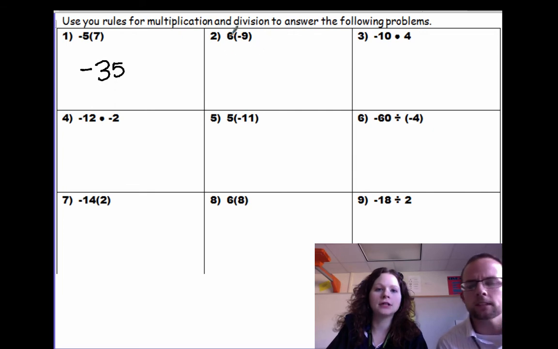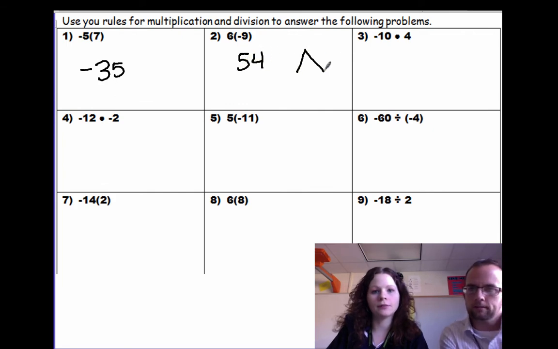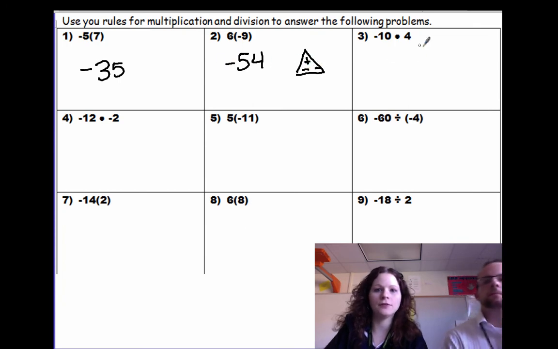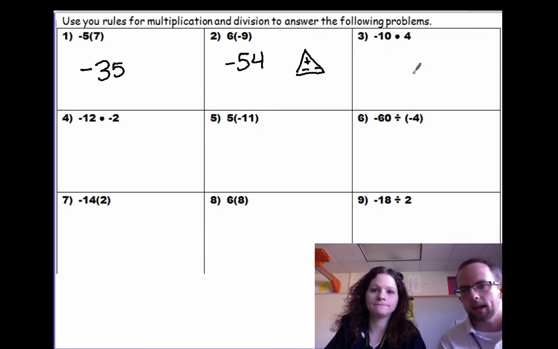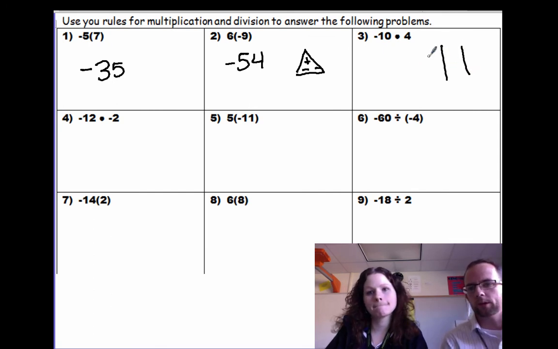The second one, 6 times negative 9, I know that that is 54. And again, if I look at my triangle, I have a positive times a negative, I get a negative 54. Then I know that 10 times 4 is 40.